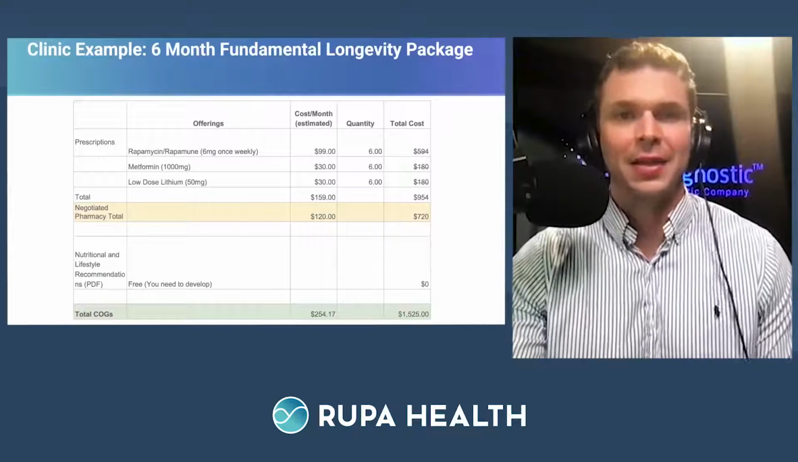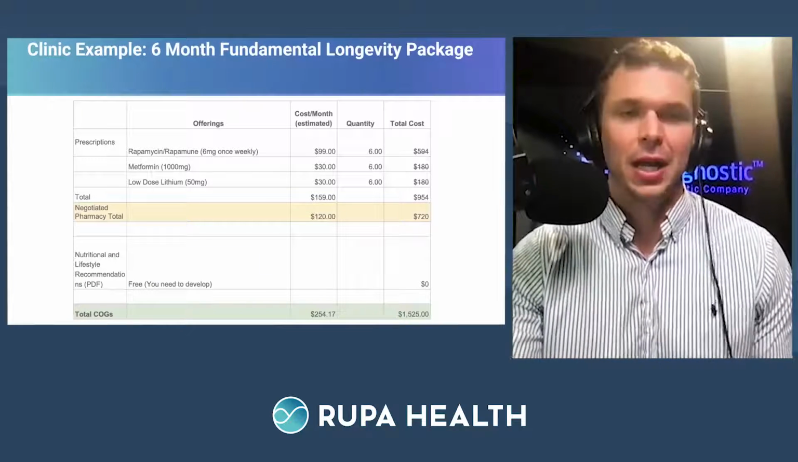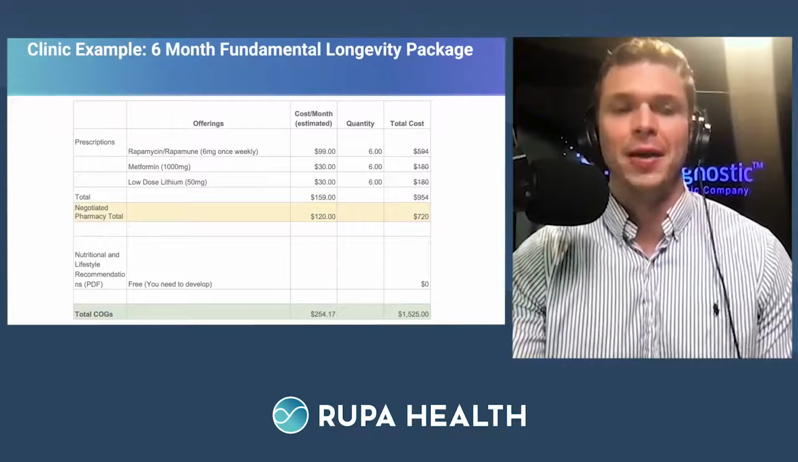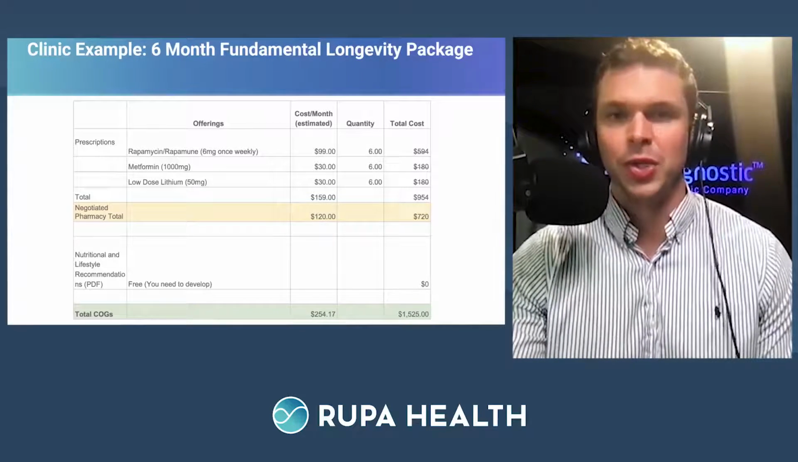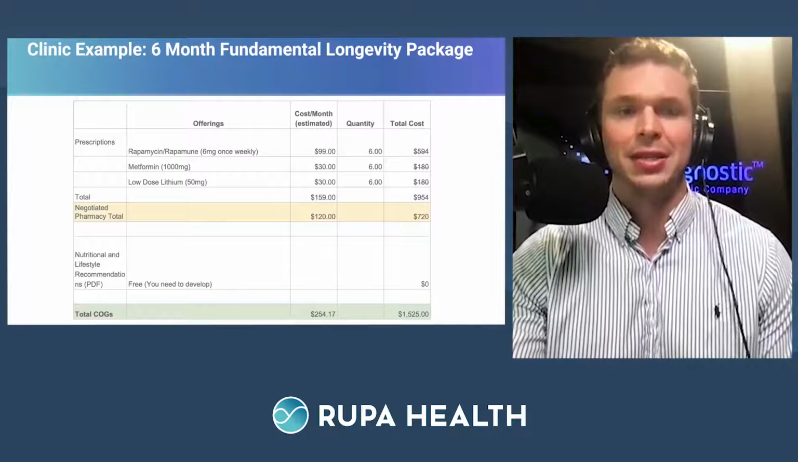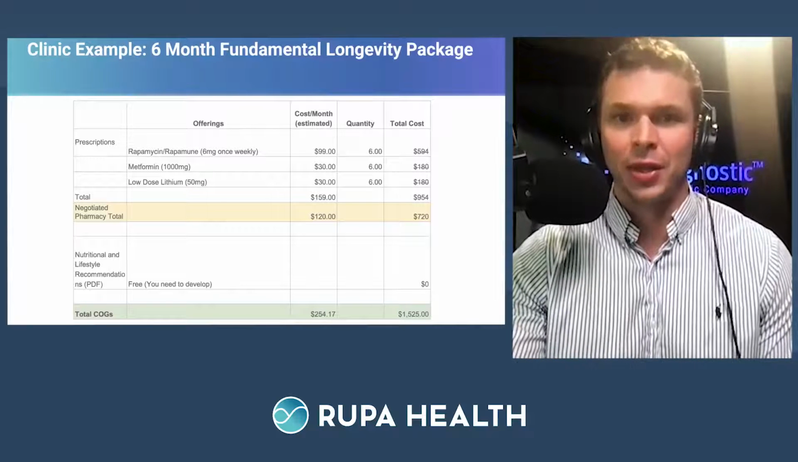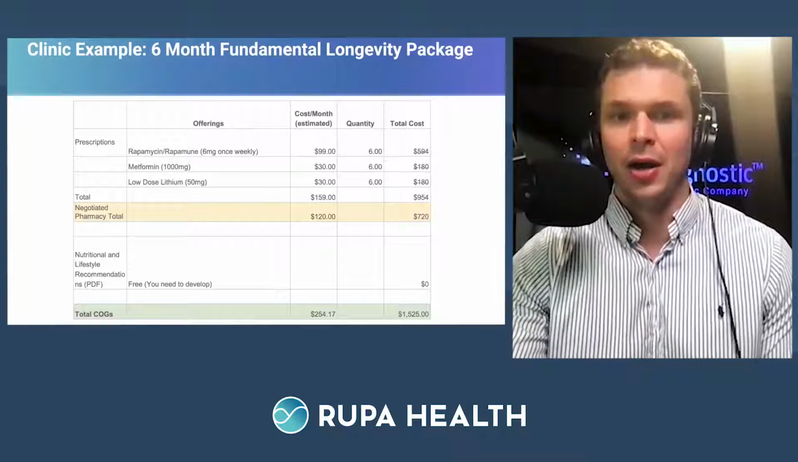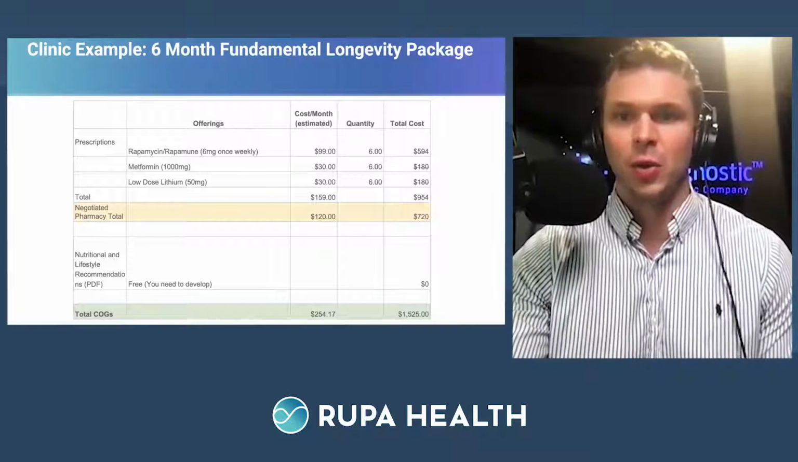And then beyond that, they had some of the prescription costs. They added things like Rapamune, low-dose lithium, and metformin, and negotiated some pharmacy totals, which made this very affordable for their patients. And so together with the prescriptions, their total cost of goods was only $250 or $4 over this course of time.